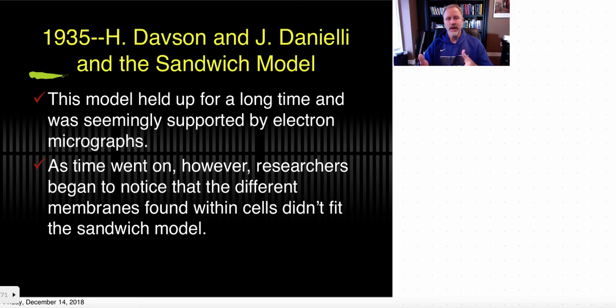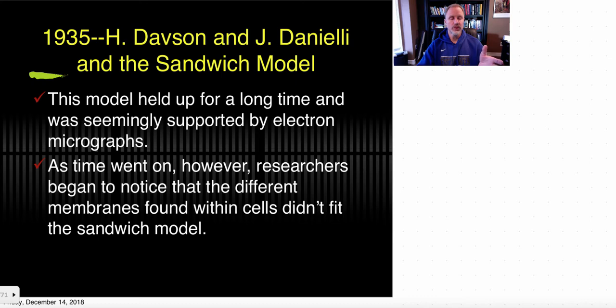It was supported by the electron micrographs, which we said the electron microscope was recently invented and people were learning how to use it. And the thing was, as time went on, people got more adept at using these technologies, and the technologies themselves improved, and they started to find that this model didn't really fit for reasons we discussed in class, that a good model should cover most, if not all, of the things that you're talking about. And this sandwich model really only kind of supported a few different types of things.